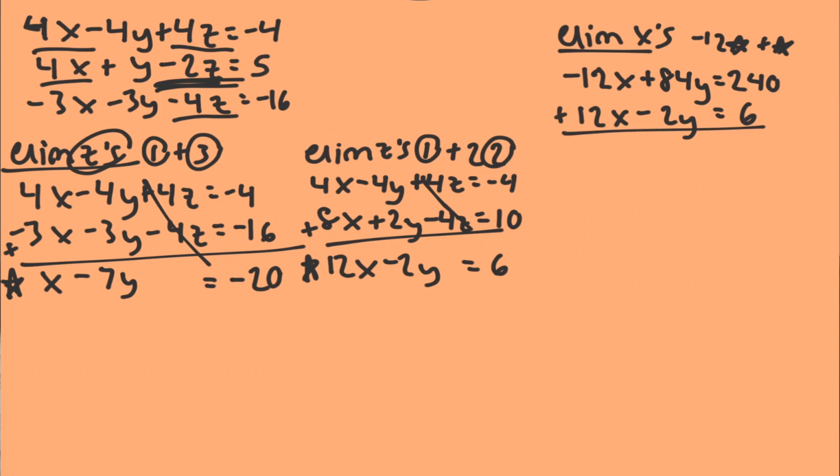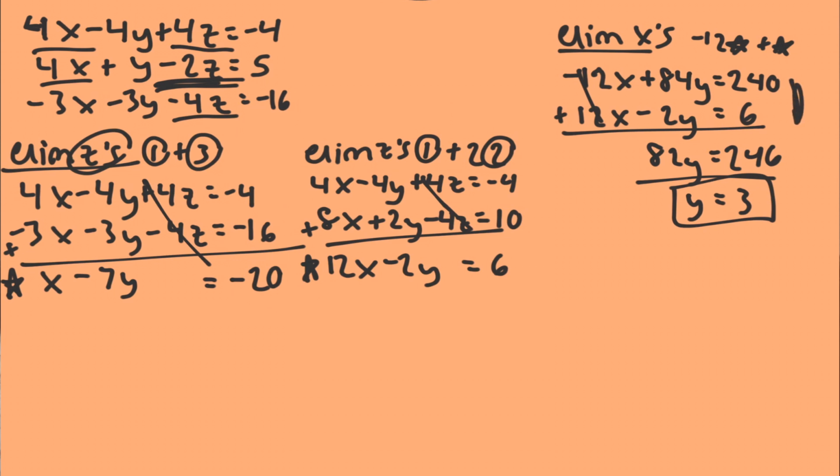Now we can add them together. Now we're left with this, so we can divide both sides by 82, and we get 3. Now that we know what y is, we can start plugging these back in. So we can go back to one of these equations where we just have an x and a y. So I'll go back to this one.